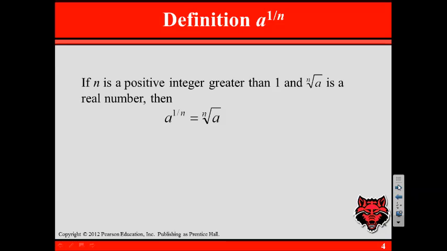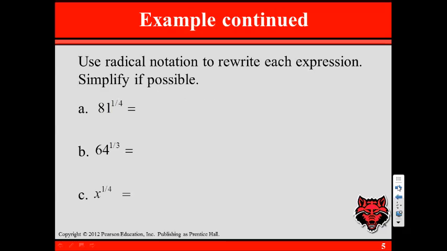If n is a positive integer greater than 1, and the nth root of a is a real number, then we can rewrite the nth root of a as a to the 1 over n power, and vice versa. Let's try to do that in a few examples. So here we want to use radical notation to rewrite each expression and then simplify if possible.